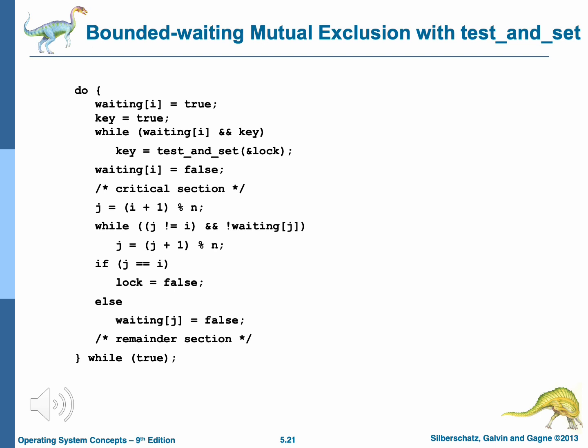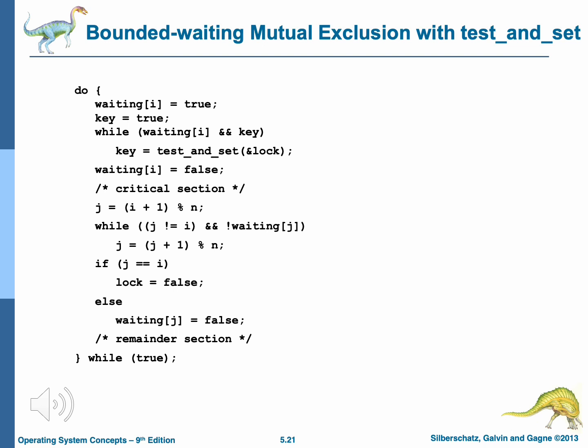To prove that the mutual exclusion requirement is met, we note that process Pi can enter its critical section only if either waiting[i] is equal to false or key is equal to false. The value of key can become false only if the test and set is executed. The first process to execute the test and set will find key is equal to false. All others must wait. The variable waiting[i] can become false only if another process leaves its critical section. Only one waiting[i] is set to false, maintaining the mutual exclusion requirement.